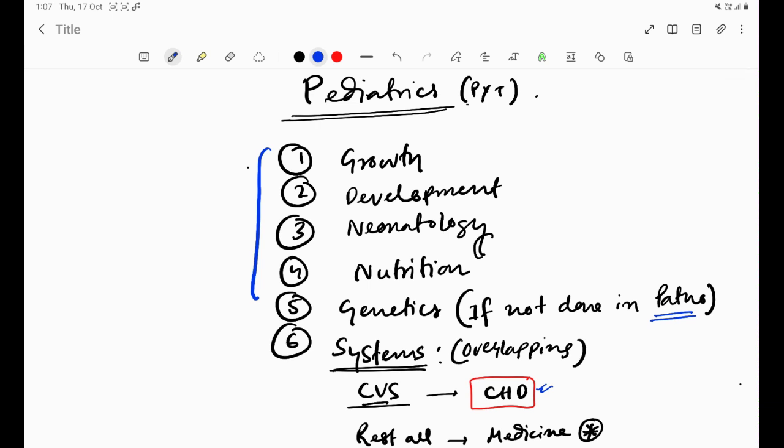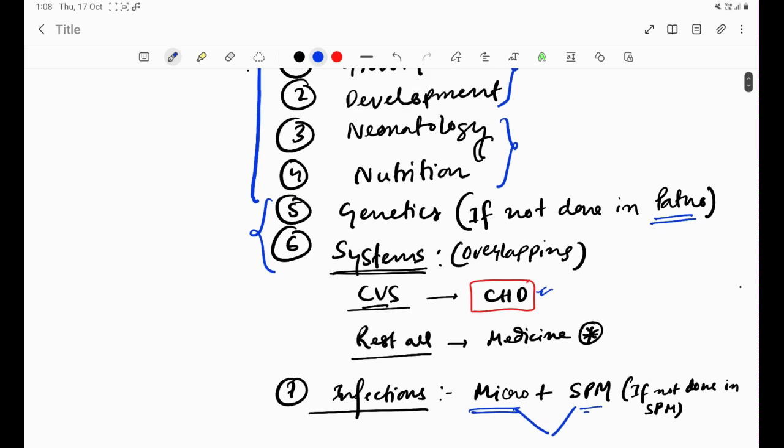Today we'll do the growth and development. In the next video, probably we'll do neonatology and nutrition, and in the last one we'll do genetics and a few topics from the systemics. So let's start.